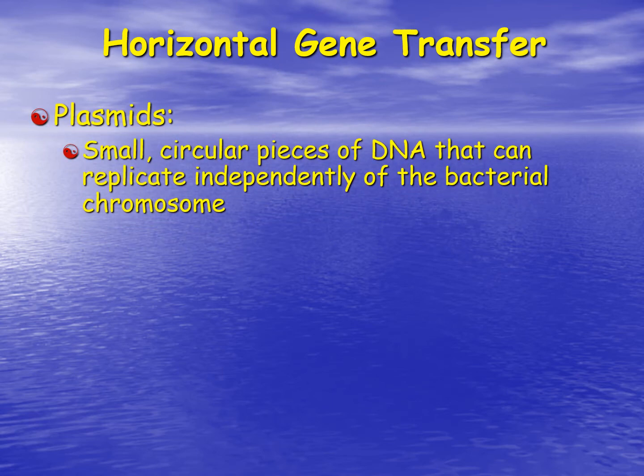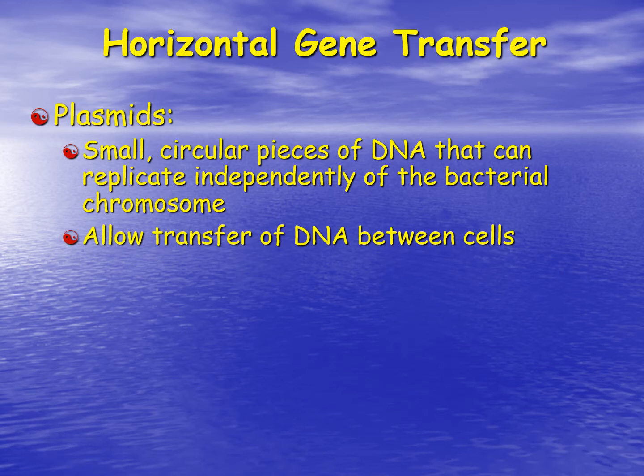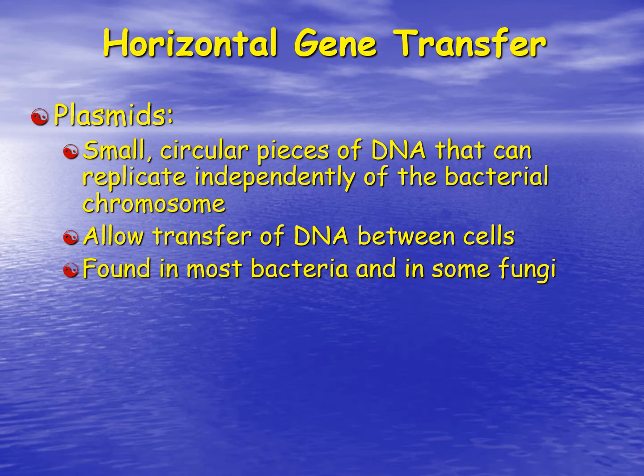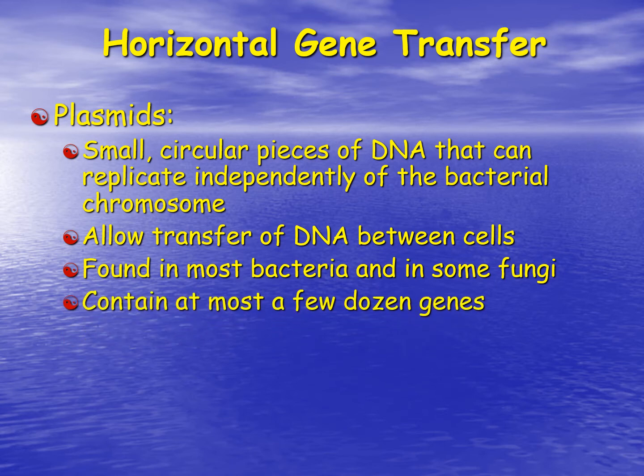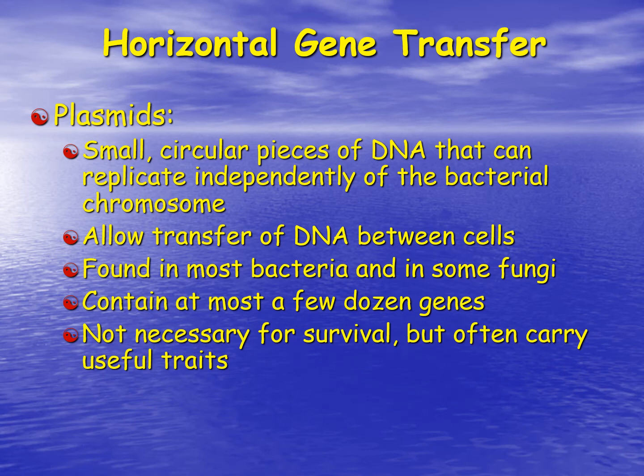Plasmids, as I said, are very adept at moving between cells. They can replicate independently of the bacterial chromosome and may not be passed on from one generation to the next. So they are very good at allowing transfer of DNA between cells. They're found in most bacteria and even in some fungi and a few protozoa. They contain at most a few dozen genes. These genes are not necessary for the survival of the organism, but often carry useful traits.